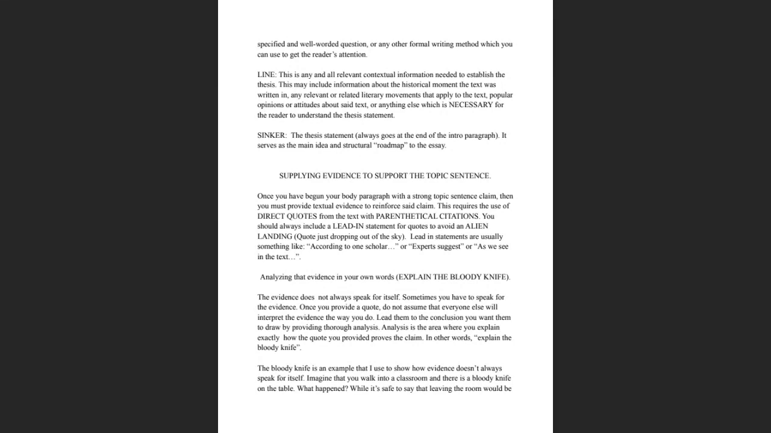So a lead-in statement is usually something like, according to one scholar, or as experts suggest, or as we see in the text, some kind of information to let me know where this quote is coming from. Is this from an expert? Is this from the text itself? Is this from a peripheral subject? Like, where is it coming from? So that's what you need next.